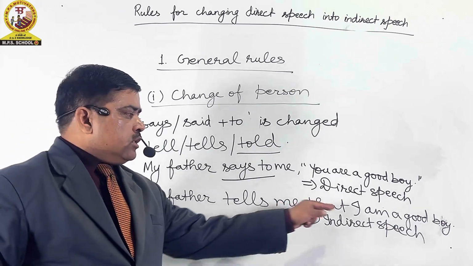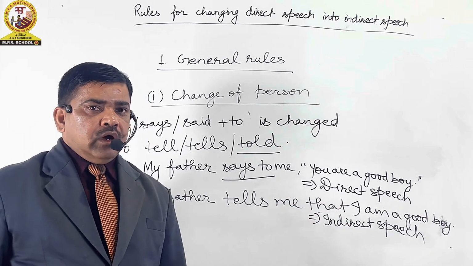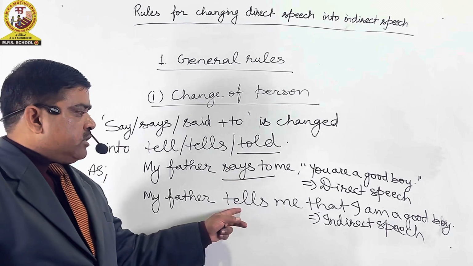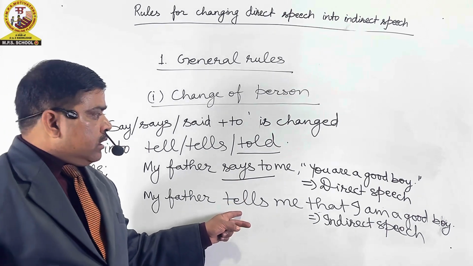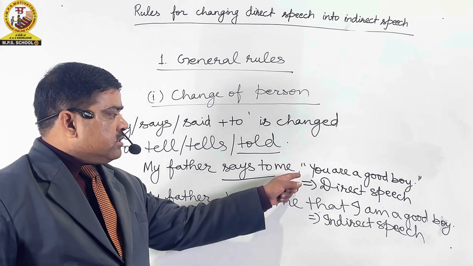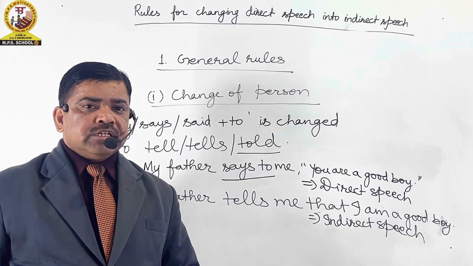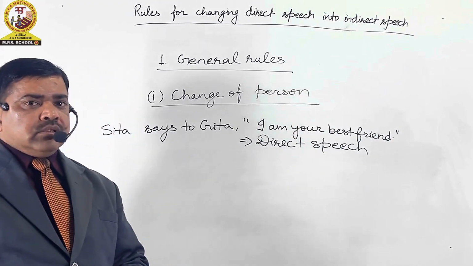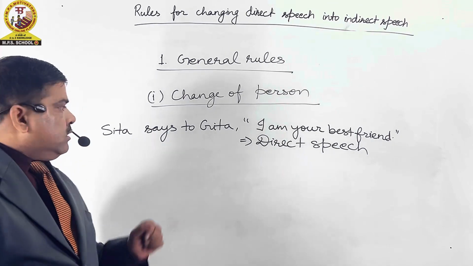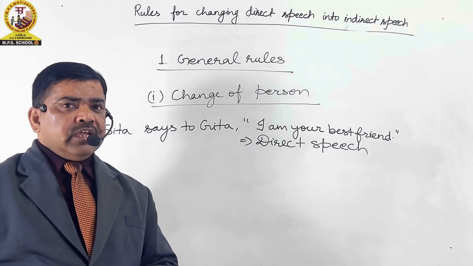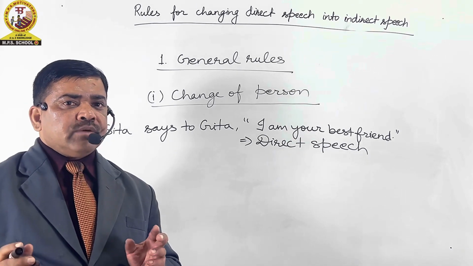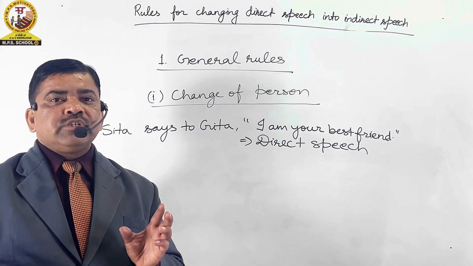Here there is a change in the person of the reported speech and says to has been changed into tells. There is also another change in this sentence, that is the comma and inverted commas have been removed. Friends, the second example of direct speech that I have taken here is: Sita says to Geeta, "I am your best friend."